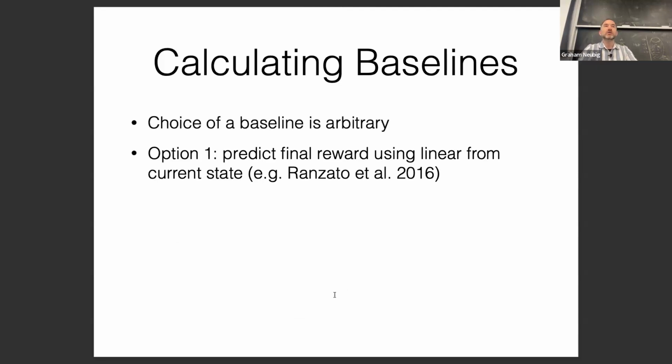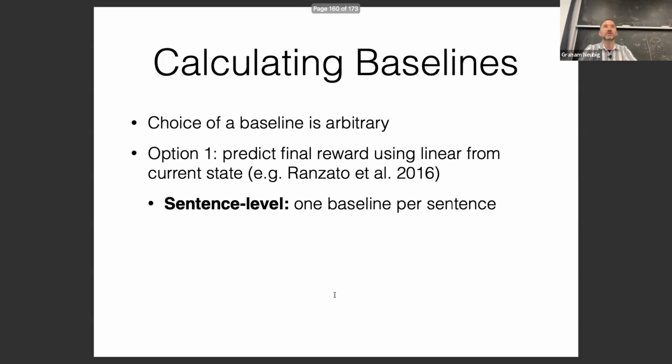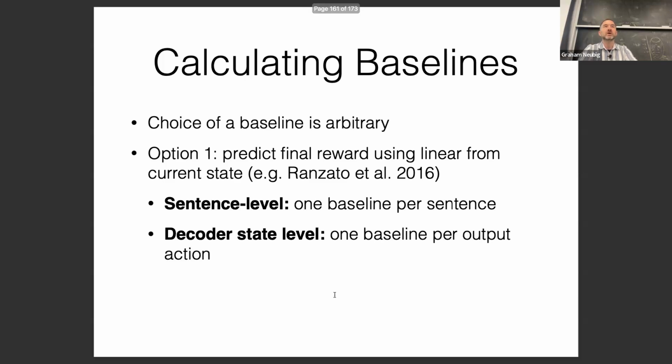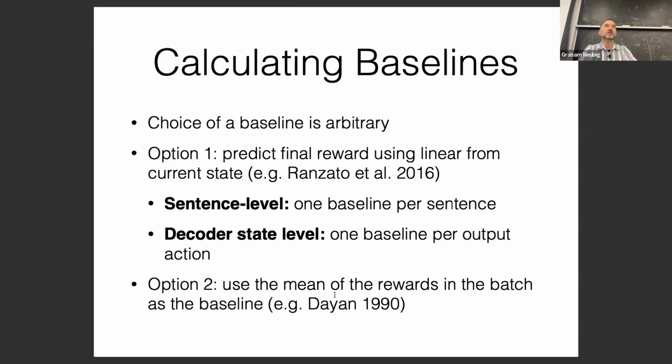But one is you can predict the final reward using a linear layer from the current state. So this is what was originally introduced in this kind of classic paper on reinforcement learning. You can calculate the reward for entire instances, or you can calculate it for each decoder state, or the baseline, sorry. Another common thing to do is to use the mean of rewards in the batch, or the mean of recent rewards as the baseline.